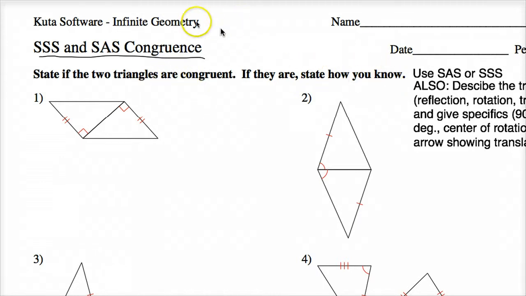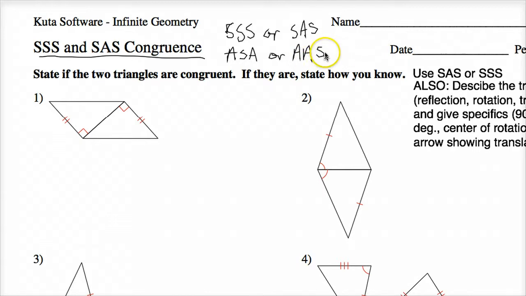Well, we have our options for this set of questions. We could have the side, side, side pattern or the side, angle, side. Other patterns that we'll be looking at in the next one as well are the angle, side, angle, or the angle, angle, side, which is actually really just a subset of the angle, side, angle.